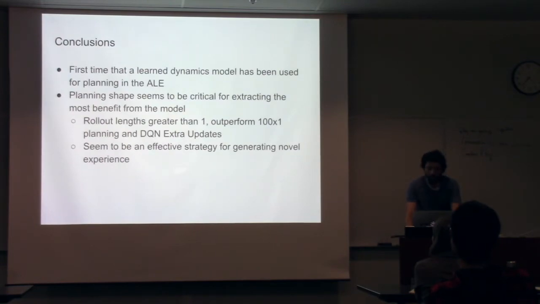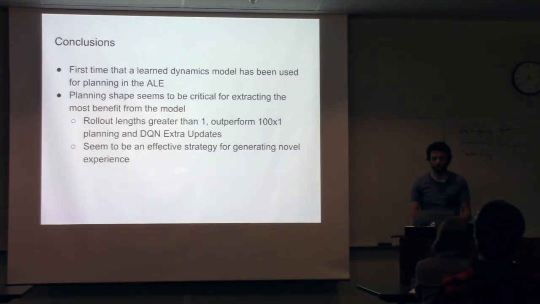To our knowledge, this is the first time that a learned dynamics model has been used for planning in this particular way in the ALE. And planning shape seems to be critical for extracting the most benefit from the model. Rollout lengths greater than 1 outperform 100 by 1 planning and DQN extra updates. So this might be an effective strategy for generating novel experience.